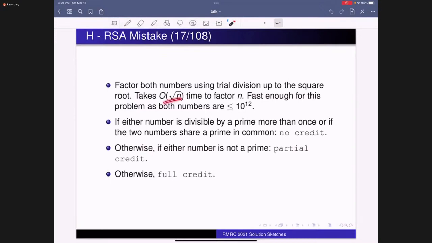So this would take O of root n time to factor each of the two input numbers. And so 10 to the 6 time to factor one of the two numbers and do the other. So once you have a list of all primes between both numbers, then it's just a simple matter of applying the rules. Does a prime appear more than once? And if not, are the individual numbers themselves prime? So just remember to factor the individual numbers, not the product.